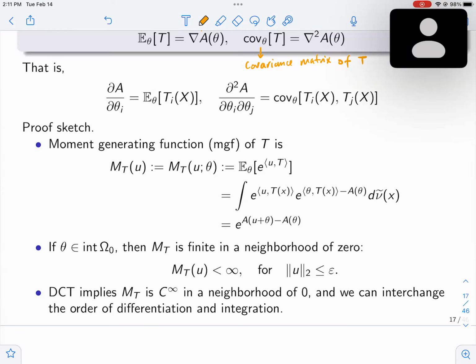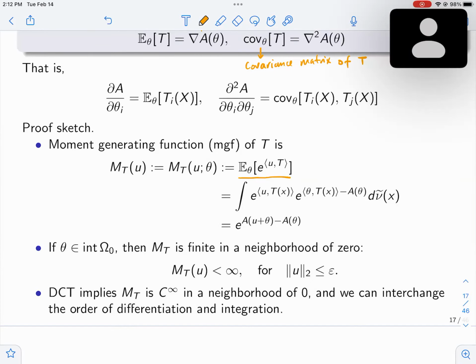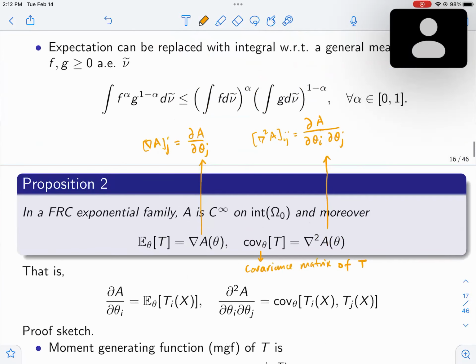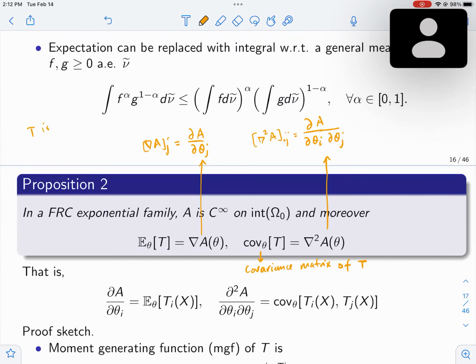So what is the MGF, or moment generating function? Do people remember? It's what I wrote here. For a multivariate random variable, you take the inner product of some generic vector u and T, exponentiate that, and then take the expectation. Usually you'd have a single variable, if you remember, where T is a random variable.